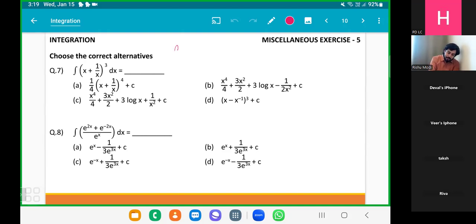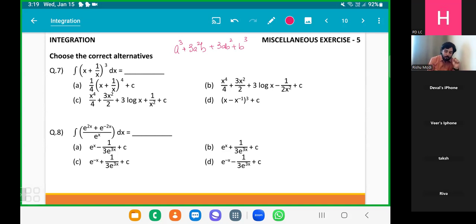So it is nothing but A cube plus 3A square B plus 3AB square plus B cube. So this is what we have, (A plus B) the whole cube. This means that my final answer, whatever it comes, should be 4 terms plus C, the constant of integration. Well, in total, my answer in the options should have 5 terms.